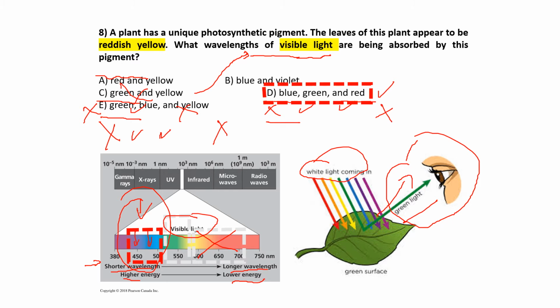So blue and violet. So remember why plants are green, or they look green to us, because they are reflecting that light. And remember, in this case, if these plants are reddish and yellow, it is because they are reflecting this long wavelength.